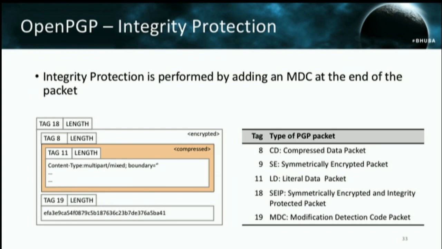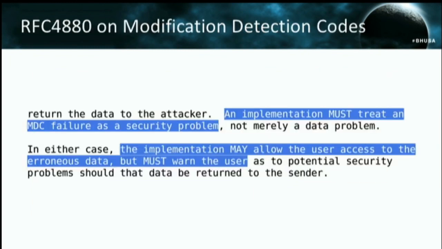Okay, so we were wondering how the PGP standard treats occurrences where the MDC is wrong. So we looked into the standard, and the standard states: an implementation must treat an MDC failure as a security problem. Okay, that's good for now. But it also states the implementation may allow the user access to erroneous data, but must warn the user. And this is a problem, because if you give the user access to the data, so show the email, and then tell the user, hey, your integrity protection is not correct, then you have already shown the mail, the HTML parser was already going over the mail and loading the image, and the data is already gone. So this doesn't help in this specific case.